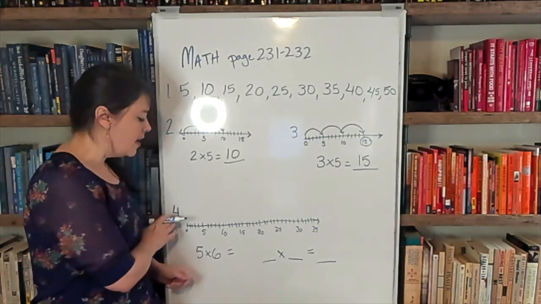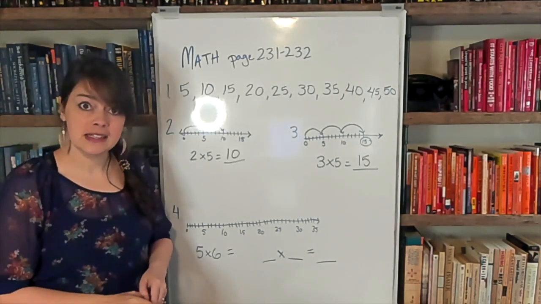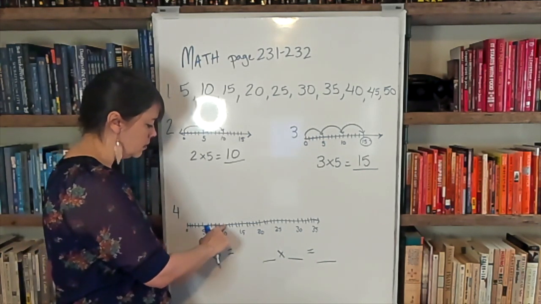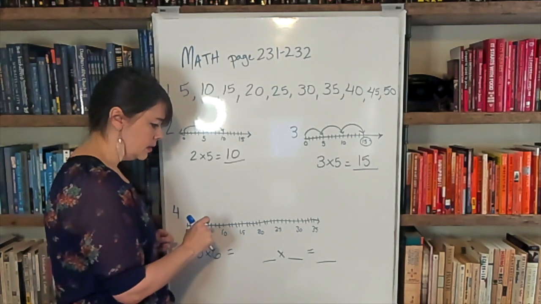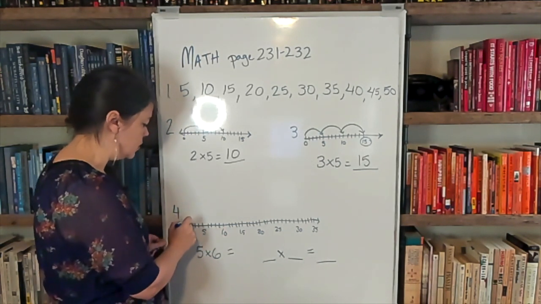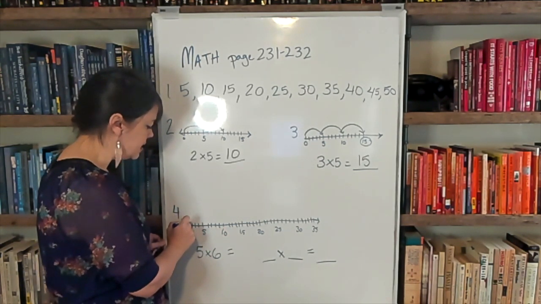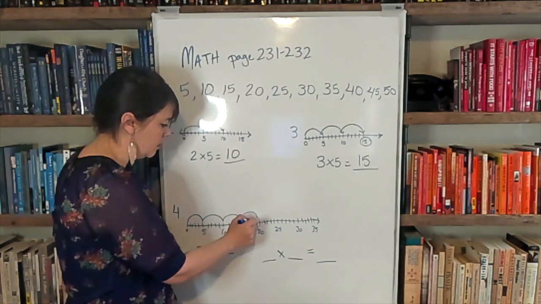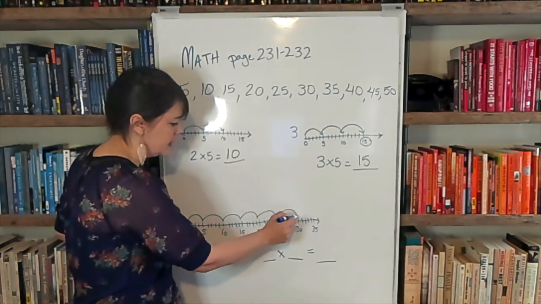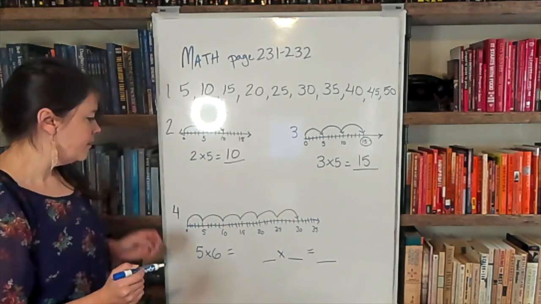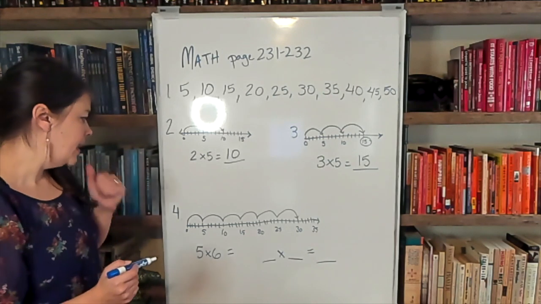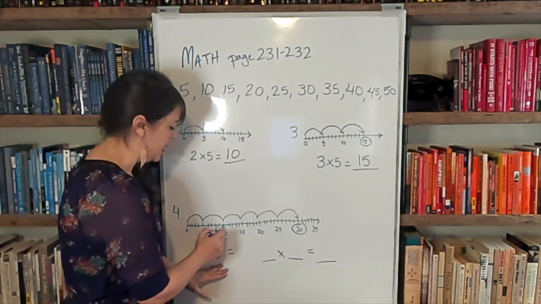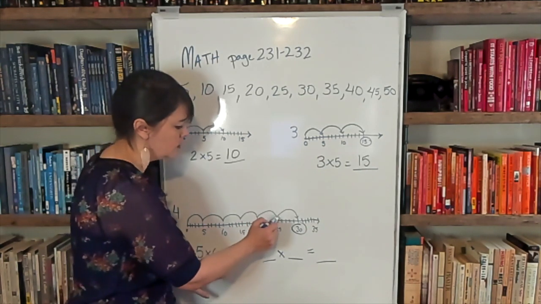All right, let's look at this one, number 4. 5 times 6 is what it asks us to do. So let's go by 6 times. 1, 2, 3, 4, 5, 6. All right, 5 times 6, and that gives us our answer: 5, 10, 15, 20, 25, 30.